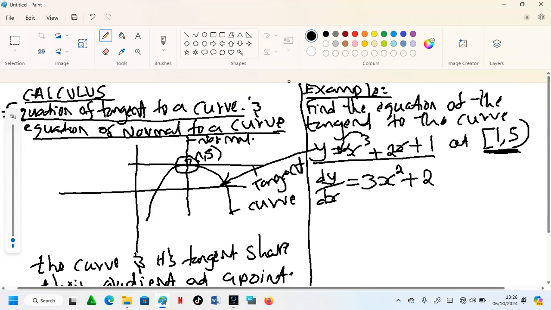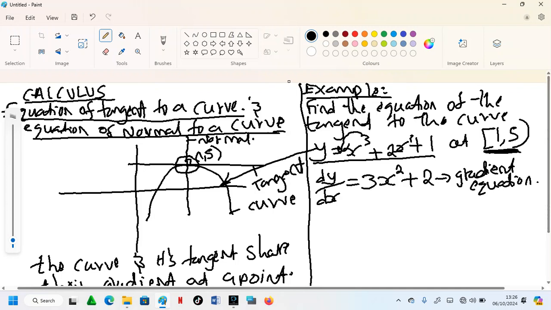The same thing happens here. The power was 1, so we dropped it there. It remained with 2, and then 1 minus 1 gives x to the power 0, and x to the power 0 is simply 1, so we do not have to write it there. So this one is what we are calling the gradient equation.